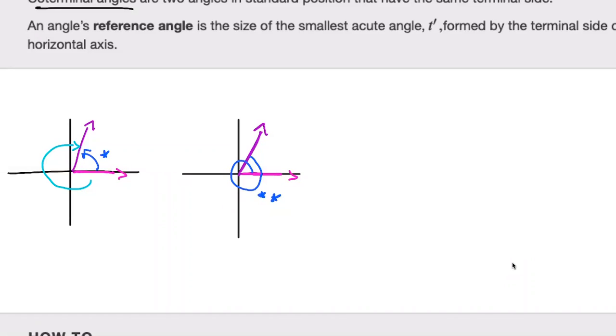Now, I could even go around the circle like 3 times. That would be okay. Gosh, my diagrams are getting terrible. Okay, so here's my initial side. Here's my terminal side. I could go around the circle 1 time, another time, another time. And then I decide to stop.